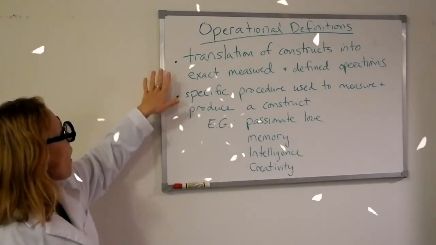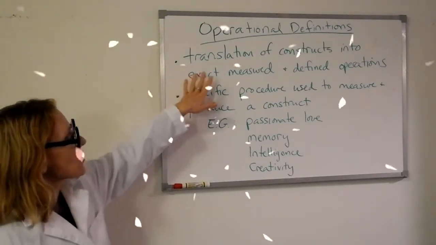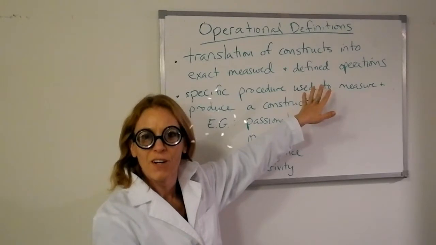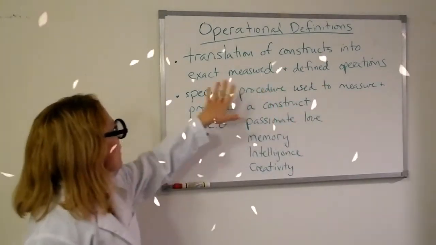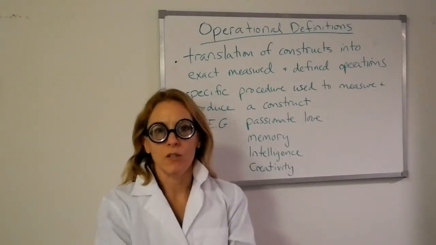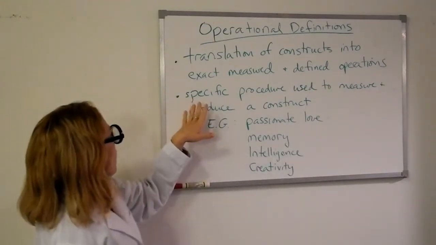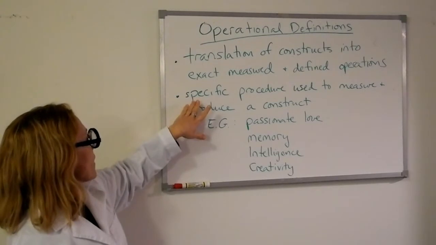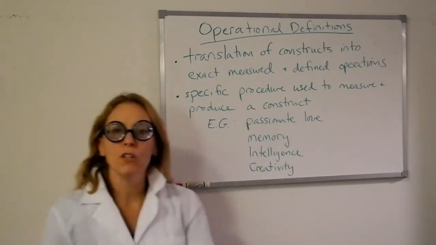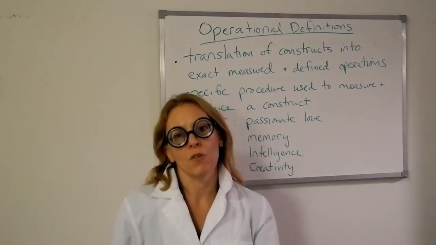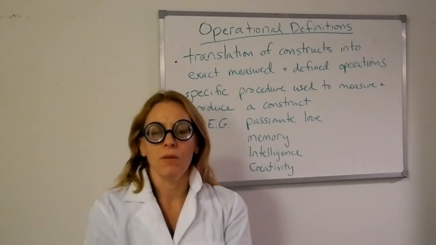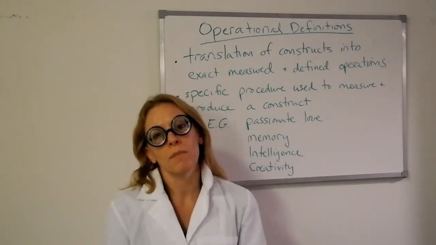So again, operational definitions are the translation of those constructs I was talking about, those invisible things that we know are there, into exact, measured, and defined operations, or how we are actually going to do them in our study. Another way to look at it is they are specific procedures that are used to measure and produce a construct. If my outcome is memory, for example, I want to decide how I'm actually going to measure that.